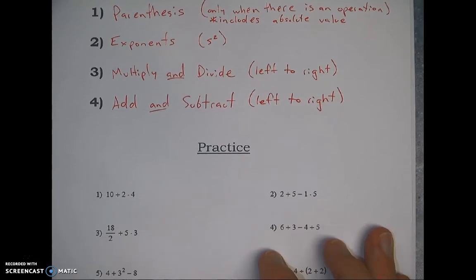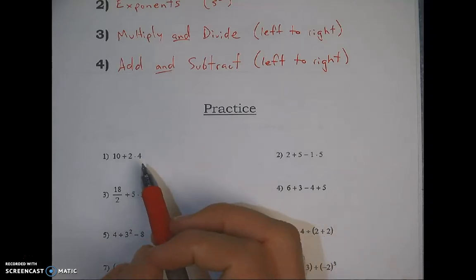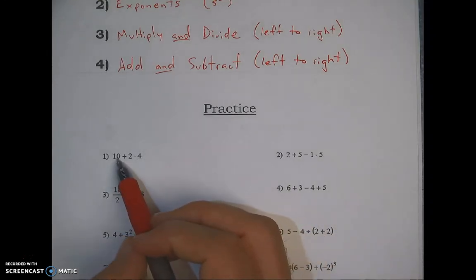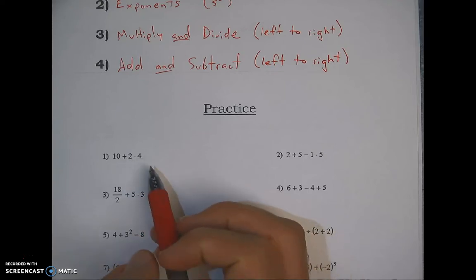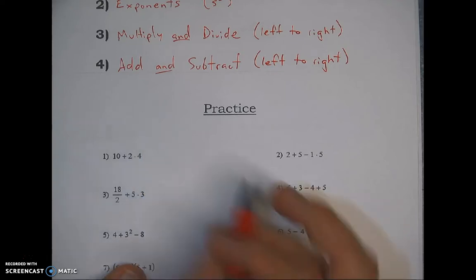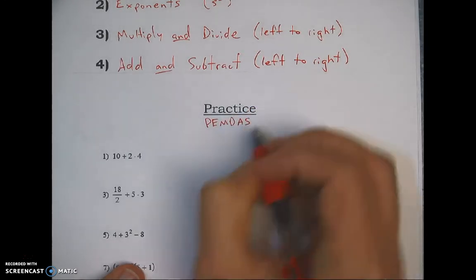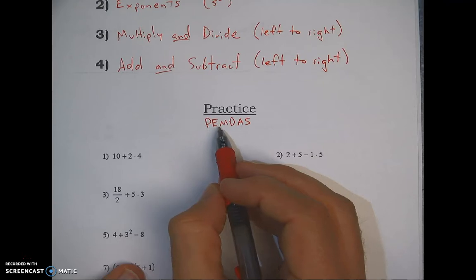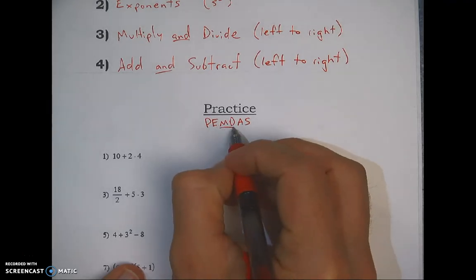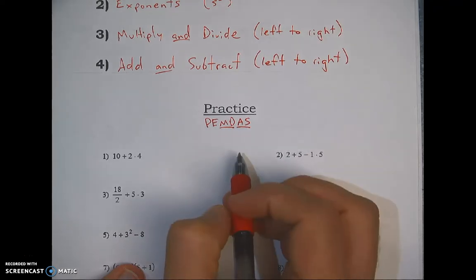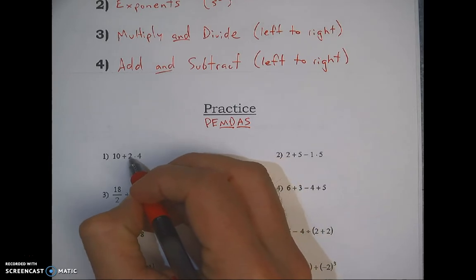Number 1, 10 plus 2 times 4. So if I gave that to, say, a 4th grader, they might get this wrong because they're going to add 10 plus 2 and get 12 and then times it by 4. But that's not following the order of operations. So we need to follow PEMDAS. So there's no parentheses, there's no exponents, but there is multiply and divide. Okay, and then we add and subtract. So before we add and subtract, I have to do 2 times 4. So I'm going to simplify this.